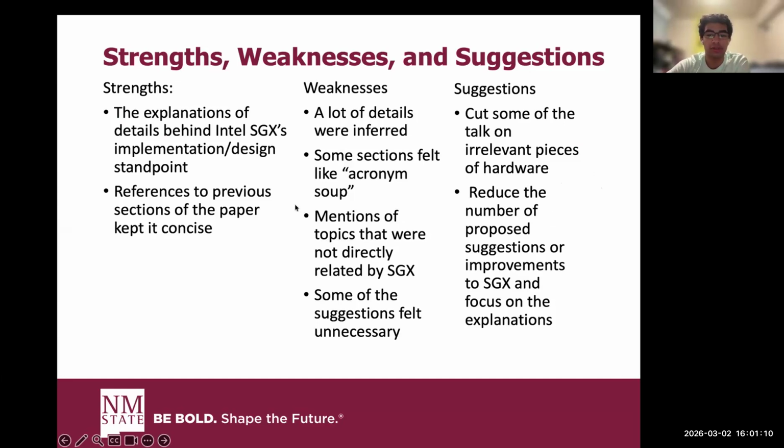One of the weaknesses, of which there were many, is that a lot of details were inferred from patents and other technical Intel documents, specifically with launch enclaves having a lot of information obfuscated and also just inferred. They kind of assumed what was happening based on some of the other patents that they had come together and cross-referenced, but it also made it difficult to know what is actually happening and affected the transparency. An ongoing issue that I've had with the paper is that some sections felt like acronym soup.